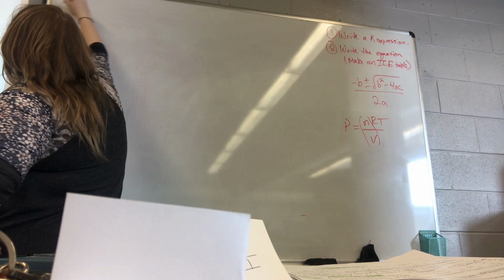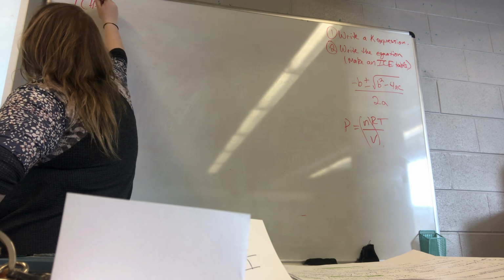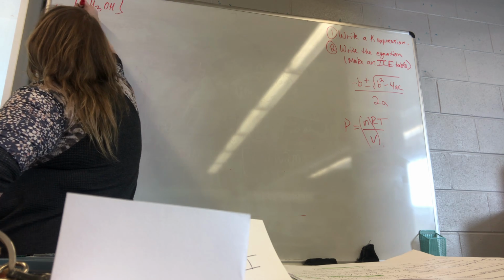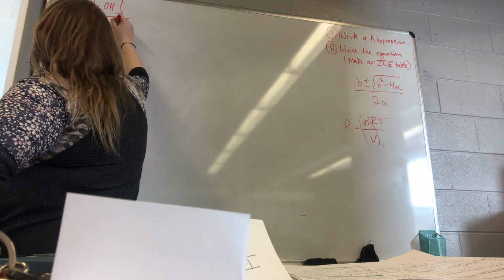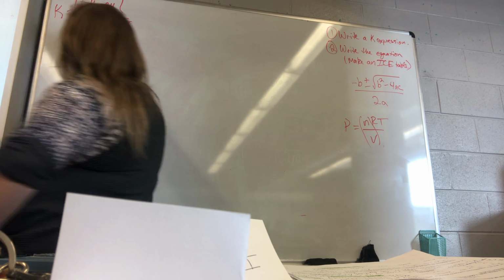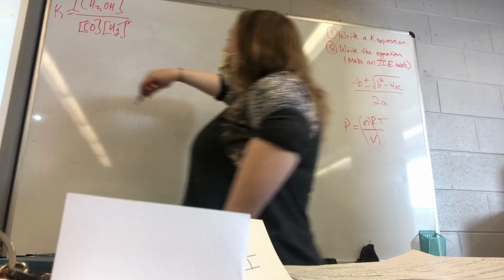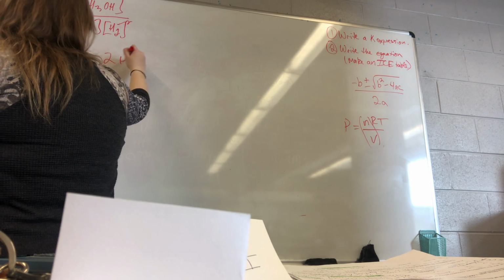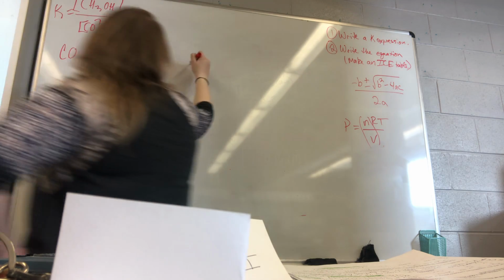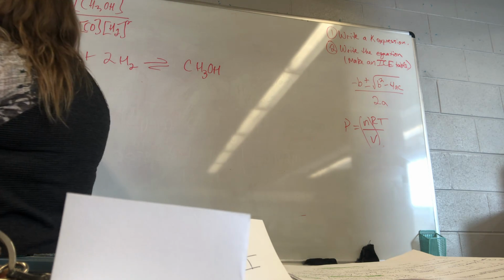Remember that I wanted the equilibrium expression. That was the first thing you had to write. Double check that yours is correct. The next thing you're going to write is the equation, and you're going to make your ICE table.